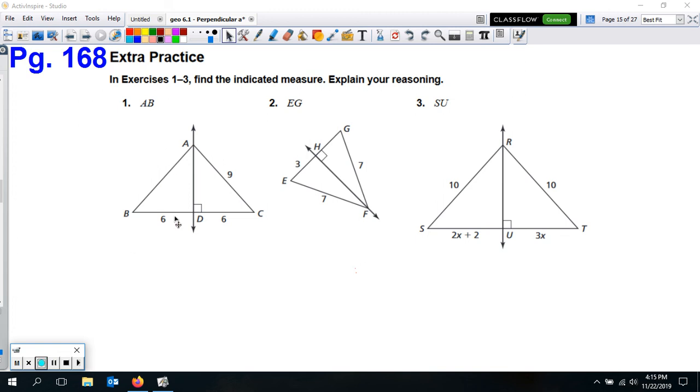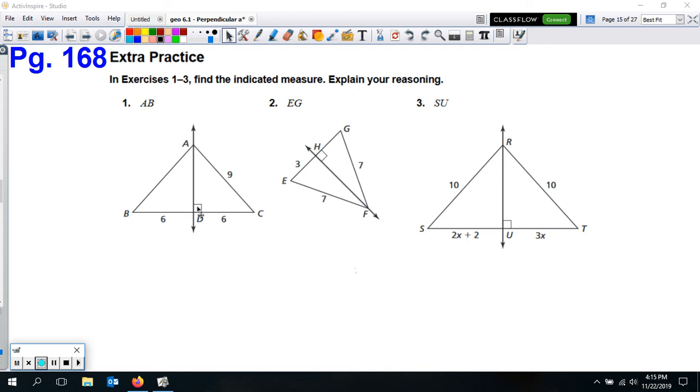For this one, we can see that we have a perpendicular bisector with BC. So you have your BC here. The sides here are both 6, so we know that this point is at least the midpoint. It is also perpendicular with this line, so this line is the perpendicular bisector.